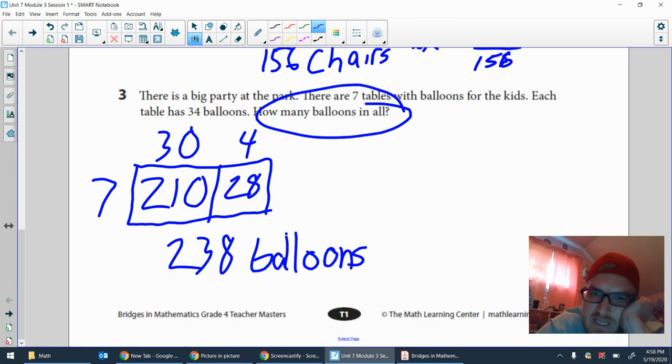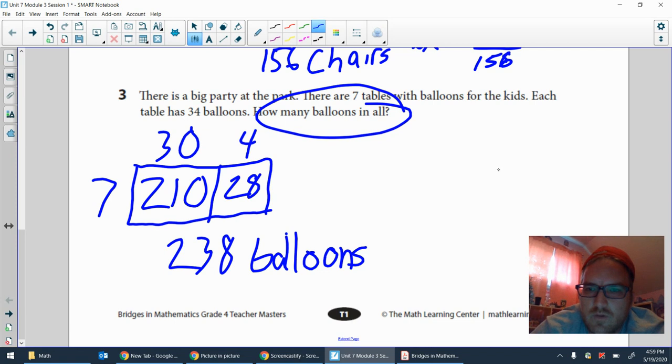And once again, when we get a guesstimate of this, if we had 7 times 30, we already know that that's 210. If we rounded down to 30, and if we rounded up to 40, 7 times 40 would be 280. So we're kind of halfway between 210 and 280. So 238 makes perfect sense for an answer there for us.